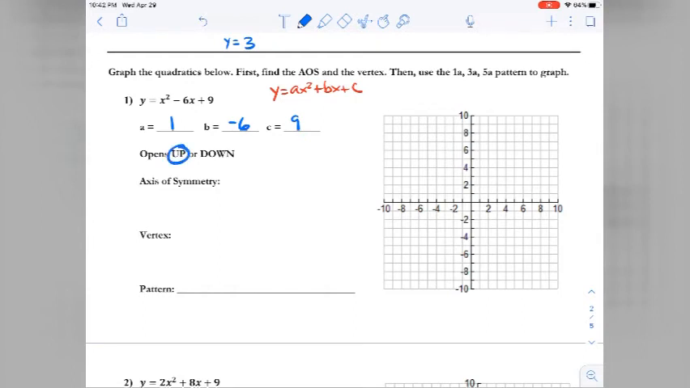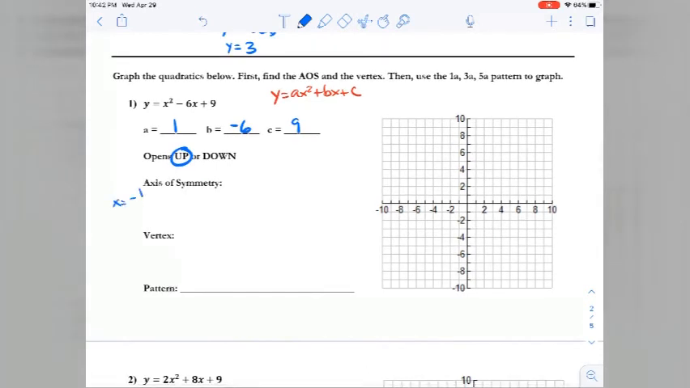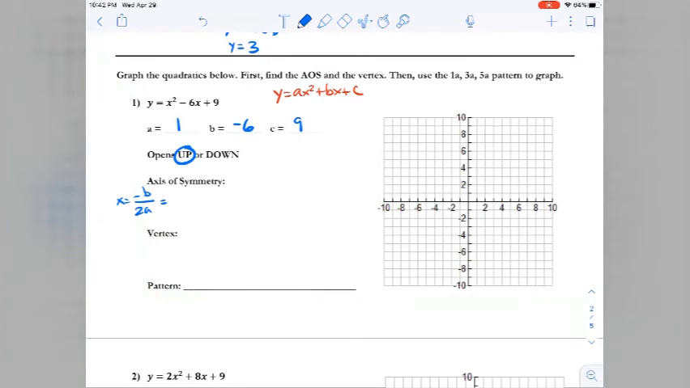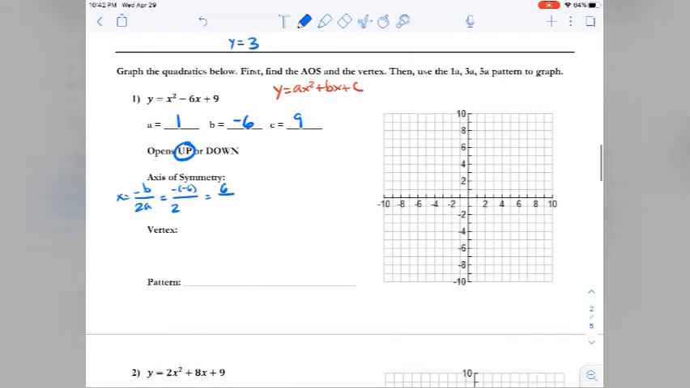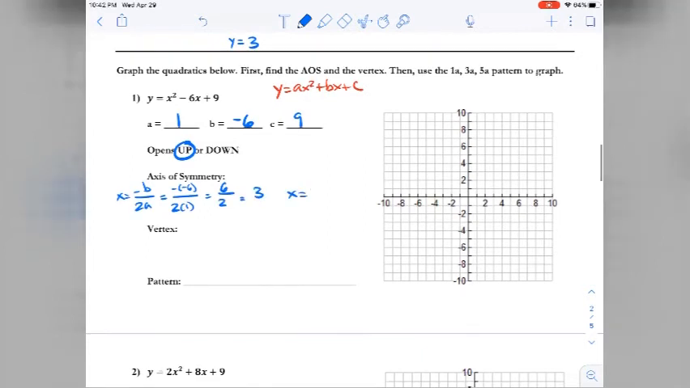So the first thing we do in standard form is we find our axis of symmetry, which is x equals negative b over 2a. In this case, our b was negative 6, and so the opposite of negative 6 would then be positive 6. And then on the bottom, it was 2a, so 2 times 1, or 2. So our axis of symmetry was x equals 3.